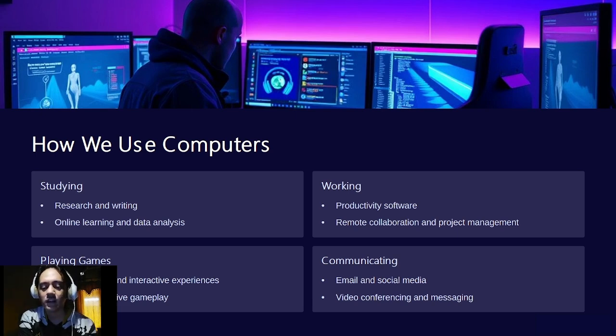For communicating, we use emails, social media, video conferencing, and instant messaging, all powered by computers. And for playing games, of course, especially modern games that require high quality graphics, computer give us an impressive experience.